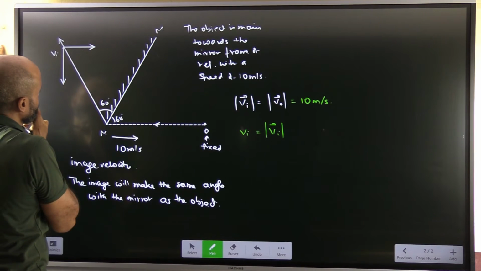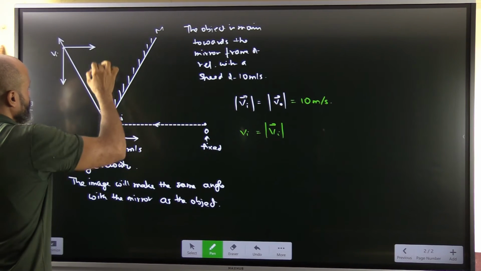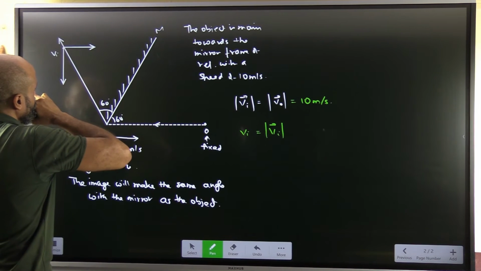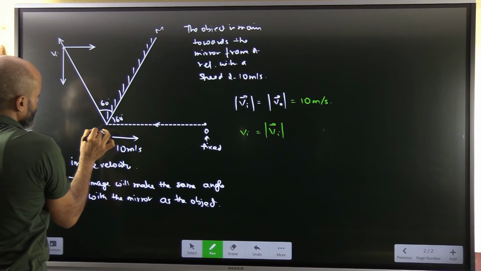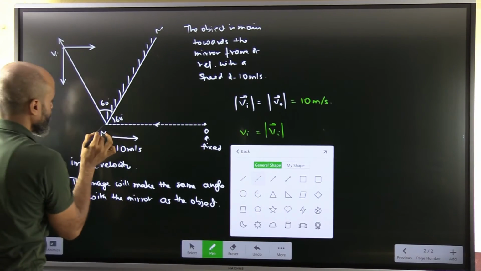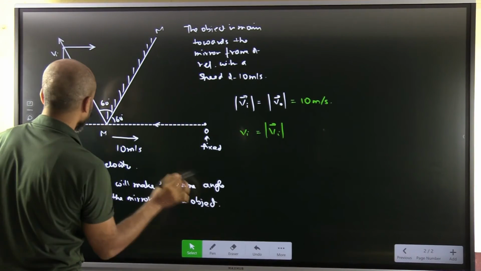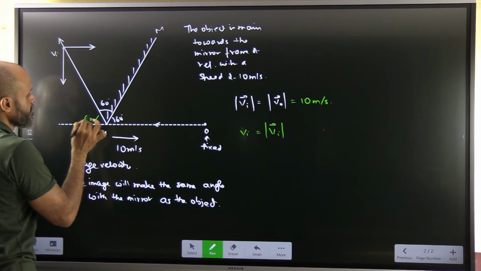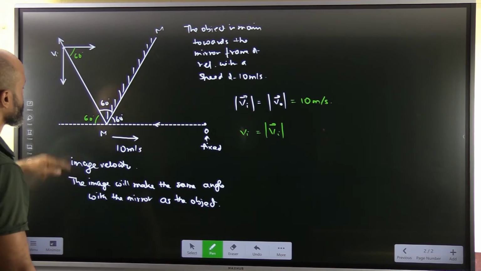Okay, so what will this value be? Obviously 60. So if I happen to extend this, this will obviously be 60. Look at this angle, this angle will be 60. So obviously by interior alternate angles, this will be 60 as well.